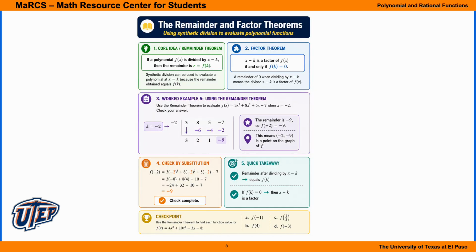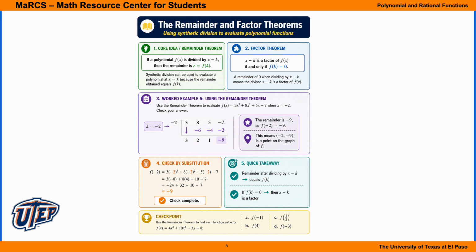So now we'll be going over the remainder and factor theorems. So the core idea of the remainder theorem is that if a polynomial f of x is divided by x minus k, then the remainder is r, and that will be equal to f of k. So synthetic division can be used to evaluate a polynomial at x is equal to k because the remainder obtained equals f of k. Now for the factor theorem, x minus k is a factor of f of x if and only if f of k is equal to 0. So a remainder of 0 when dividing by x minus k means that the divisor x minus k is a factor of f of x.